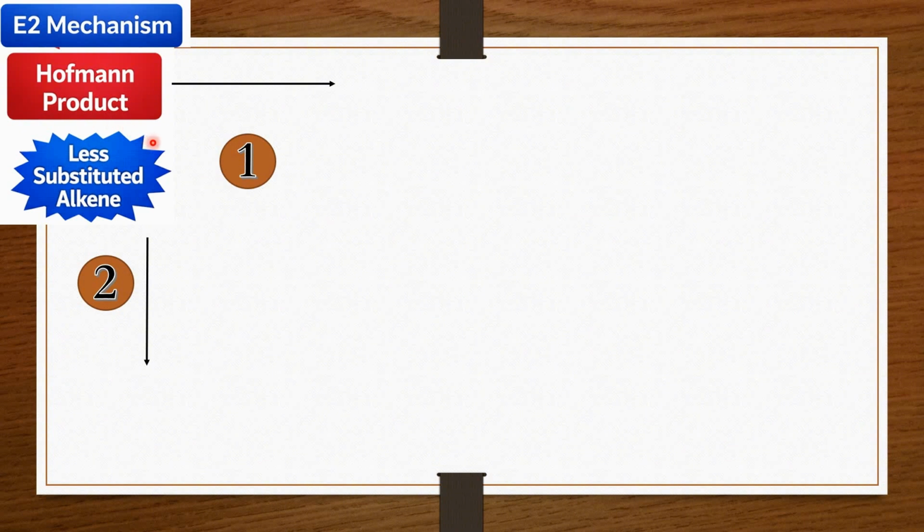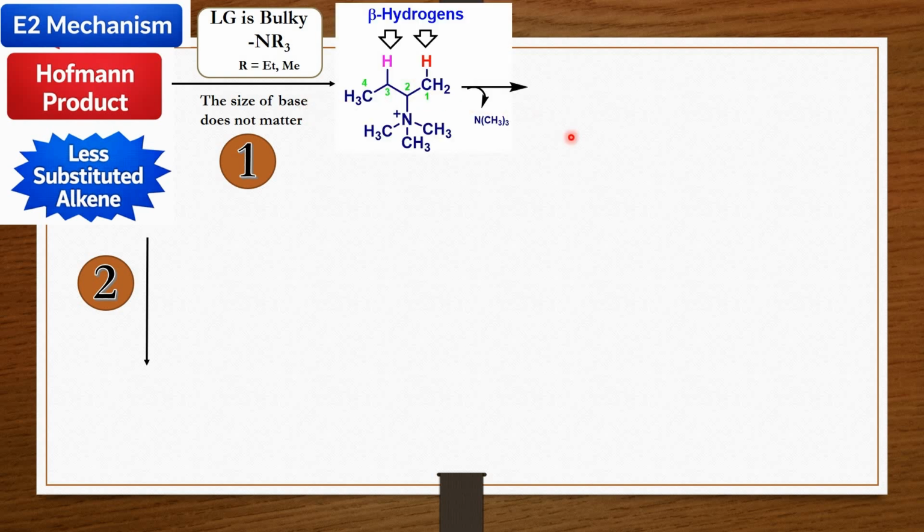So the first one is when you see that the leaving group is bulky, such as trialkyl amine, it could be ethyl or methyl. In that case, you will get the Hofmann product as a major product and the Saytzeff will be minor, irrespective of the size of the base. So remember that if you see such a leaving group, which is trimethyl ammonium ion, then you will get the Hofmann product as a major product.